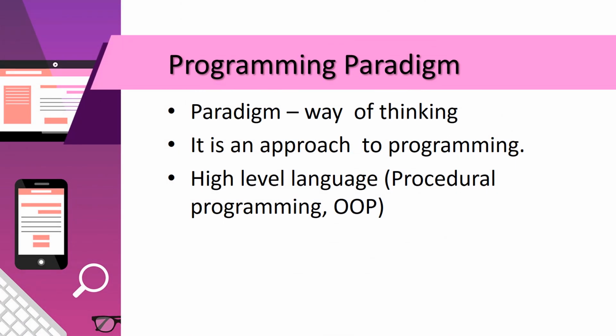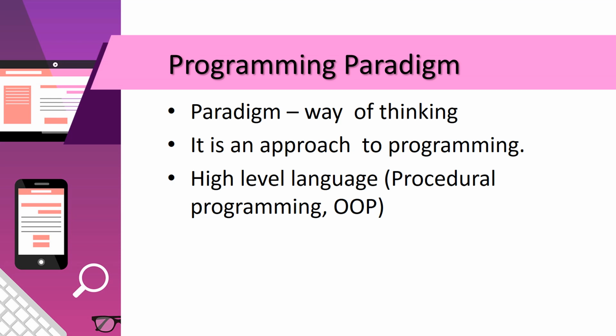Programming paradigm. The word paradigm means way of thinking or doing things. Each and every person will solve a problem in a different way. For example, if you want to reach a particular place, we can reach it by different routes. We can use different routes to reach a particular place. Which one is the short path and which one is the long path depends on the person.